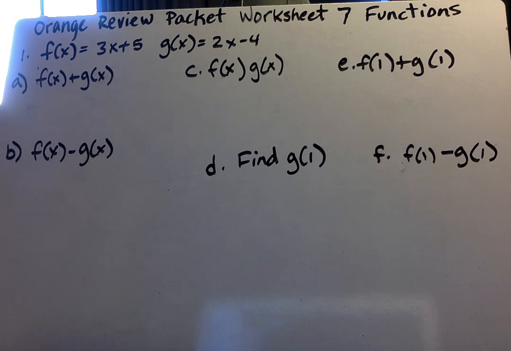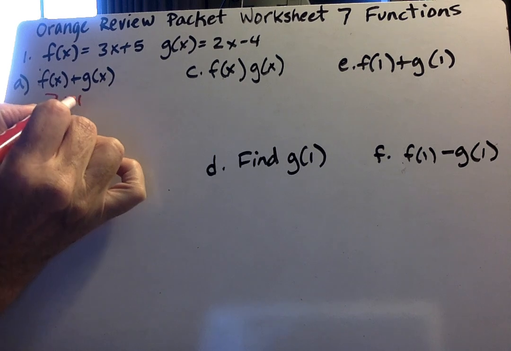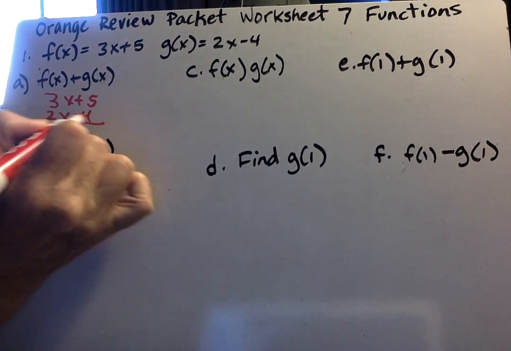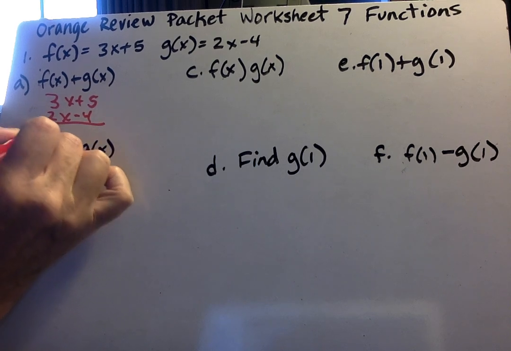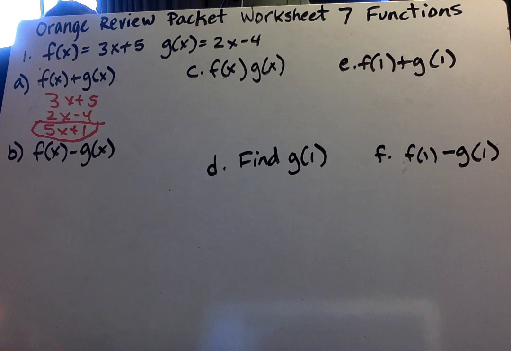Number 1 says f of x equals 3x plus 5 and g of x equals 2x minus 4. Part A says find f of x plus g of x. So to do that, all we do is add it like an addition problem. 3x plus 5 and 2x minus 4. When you add that straight down, you get 5x plus 1. So that's your answer, 5x plus 1.